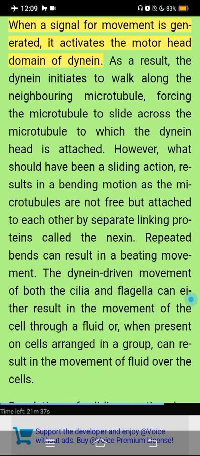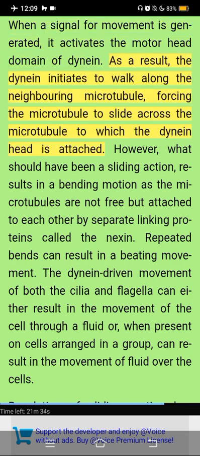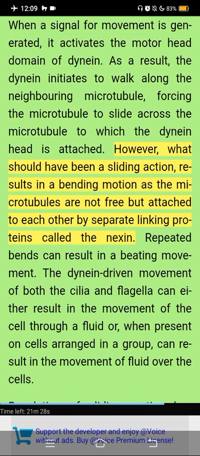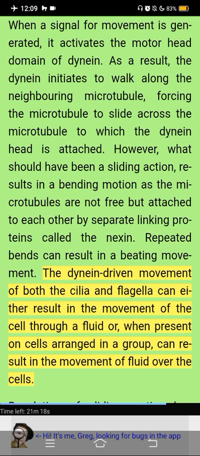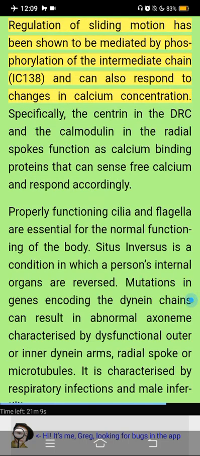When a signal for movement is generated, it activates the motor head domain of dynein. As a result, the dynein initiates to walk along the neighboring microtubule, forcing the microtubule to slide across the microtubule to which the dynein head is attached. However, what should have been a sliding action results in a bending motion as the microtubules are not free but attached to each other by separate linking proteins called nexin. Repeated bends can result in a beating movement. The dynein-driven movement of both the cilia and flagella can either result in the movement of the cell through a fluid or, when present on cells arranged in a group, can result in the movement of fluid over the cells.